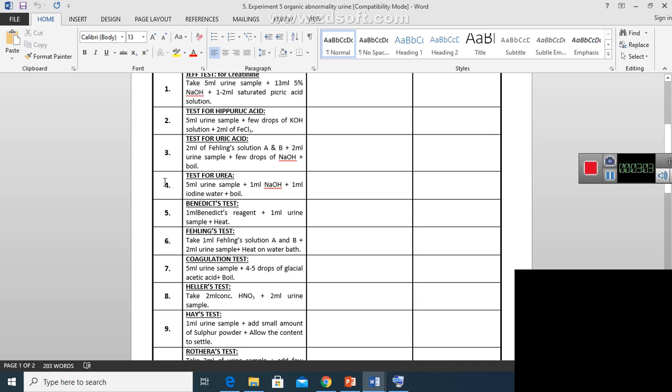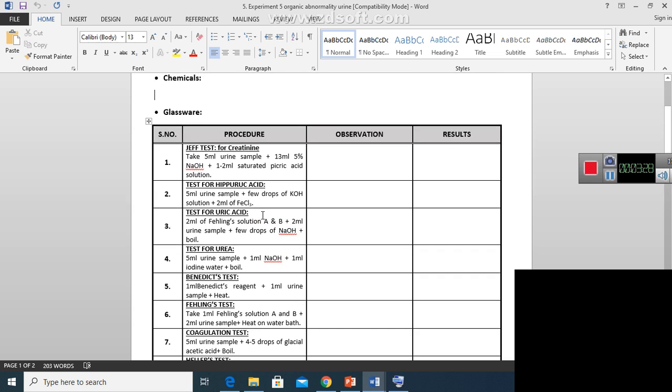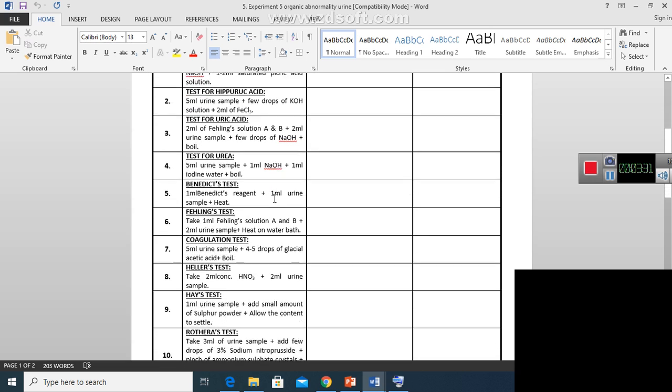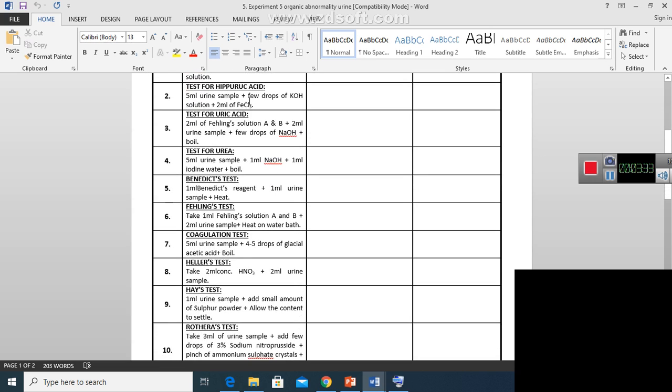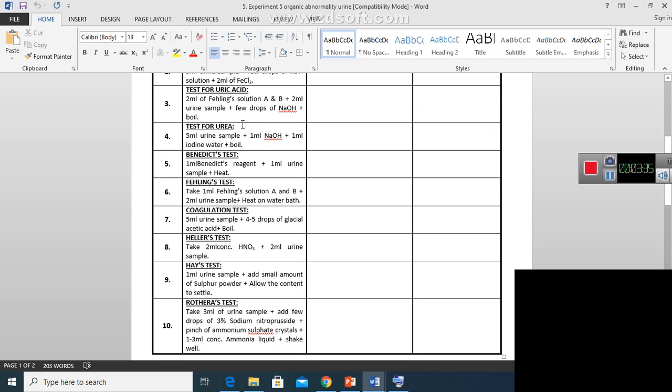For the hippuric acid test, we find out the hippuric acid in urine. We take 5 ml of urine sample, add a few drops of KOH and then 2 ml of ferric chloride. Actually, we have already performed these tests in our previous experiment, and these are the same tests that we are using here.